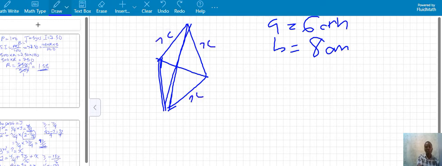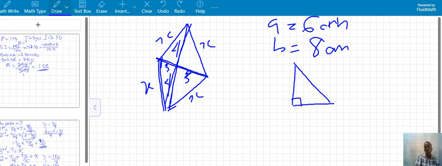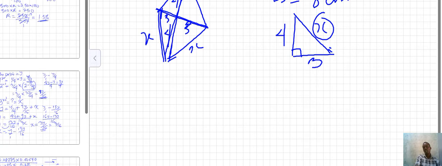Remember, the sides are equal. So if this diagonal is 6 centimeter, this half will be 3 centimeter, and this half will be 3 centimeter. If this is the 8 centimeter, this half will be 4 centimeter, and this will be 4 centimeter. So here we are going to get a right angle triangle, which has this side to be 4, this side to be 3, and this side to be x. You are asked to find the value of x, the side of the rhombus.